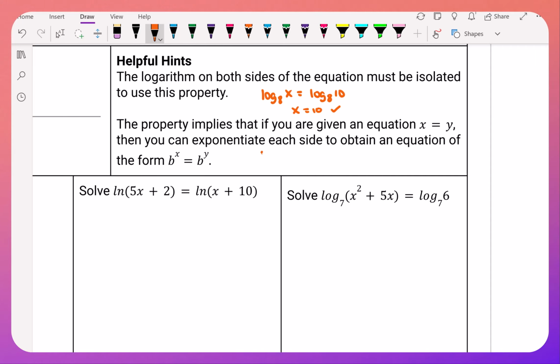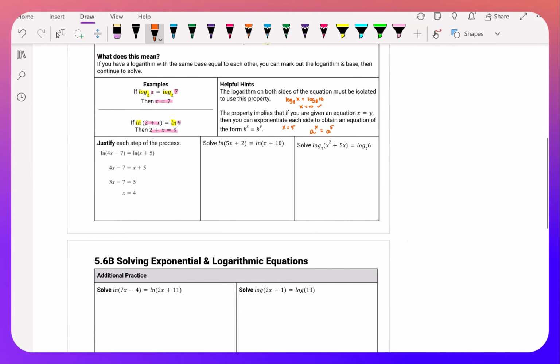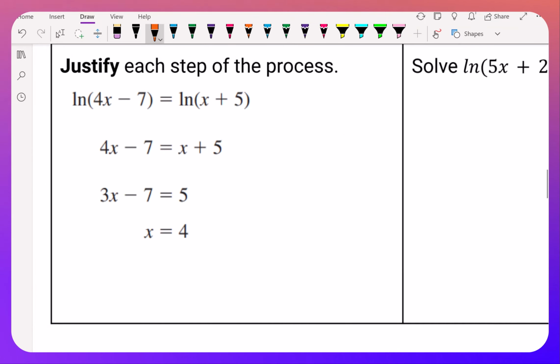So let's say if you know that x is equal to 5, you can raise it to the power. Let me rewrite that. X equals 5. You can say a to the power of x is equal to a to the power of 5. Just for fun.